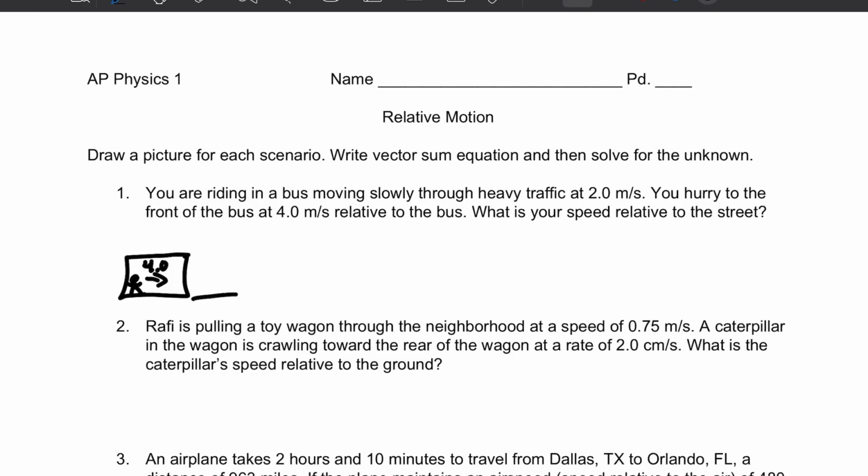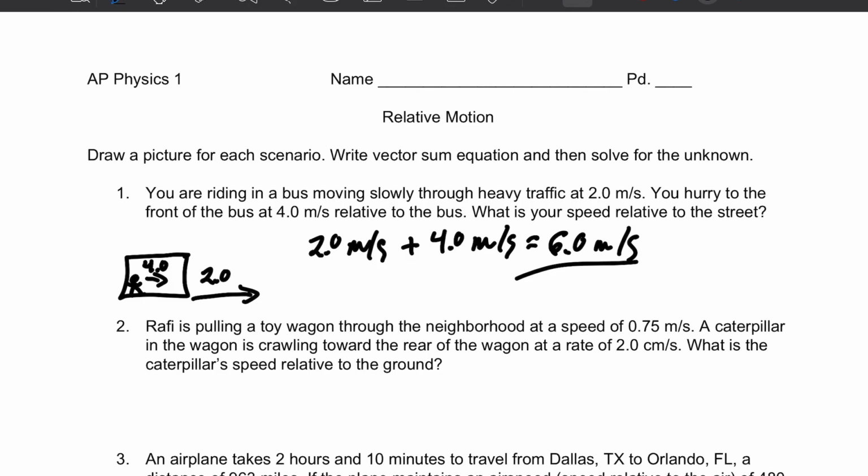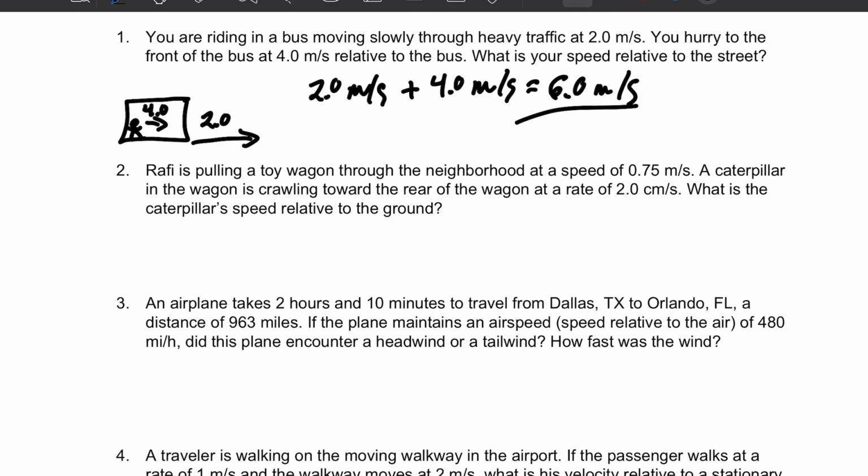Well, if you're moving 4 meters per second through the bus and the bus itself is moving 2 meters per second forward, we're just going to add those two things together. So someone standing on the street, on the curb, watching the bus go by, they see the bus go by at 2 meters per second, but they see you also moving an additional 4 meters per second to that. So we just add them together. 2 plus 4 is 6 meters per second.